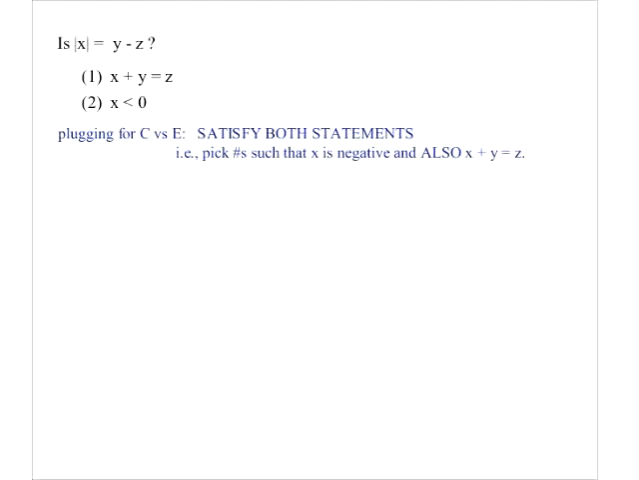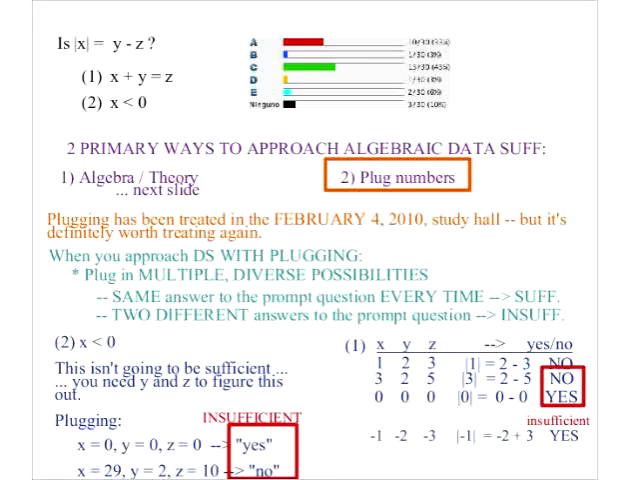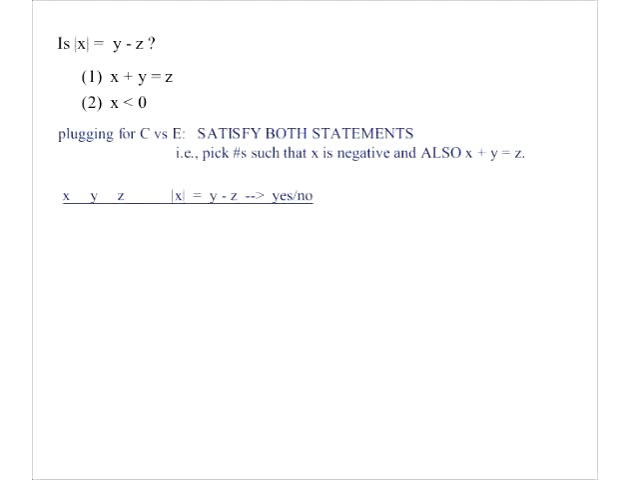So let's pick some of those. x, y, z, and then absolute x equals y minus z. So yes or no. Okay, well we can take this set from last time. The last plugin that we did still works. So we can keep those.